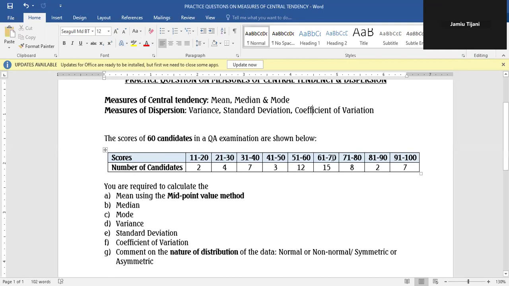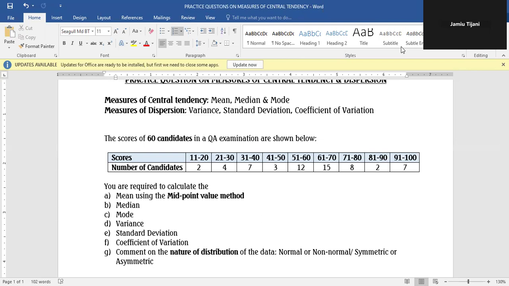And this is the details of the question. Confirm it, trace it to what you have with you that I shared in class that day. You are required to calculate the mean using the midpoint value method, the median, the mode, the variance, the standard deviation, the coefficient of variation, and of course, comment on the nature of distribution of the data. So you decide whether they are normal or not normal. That's very important.